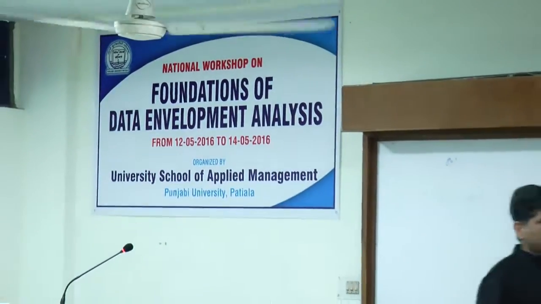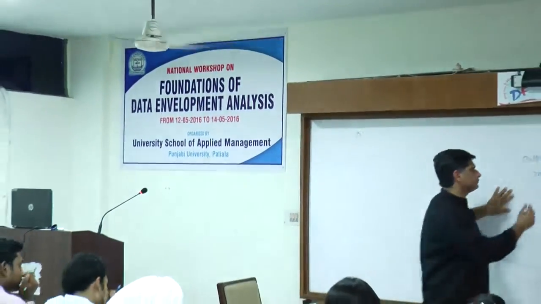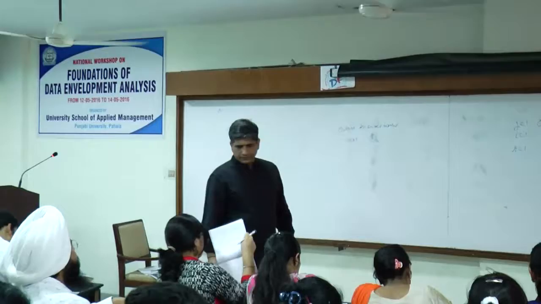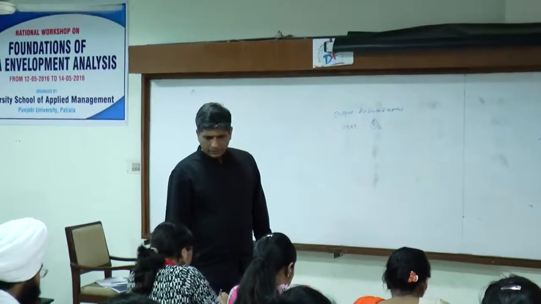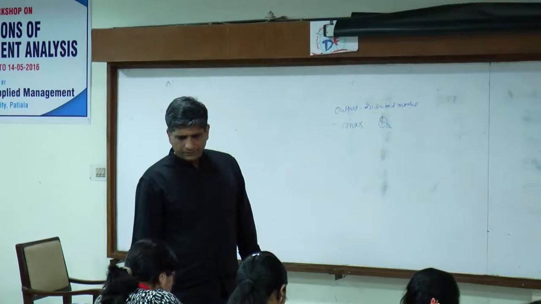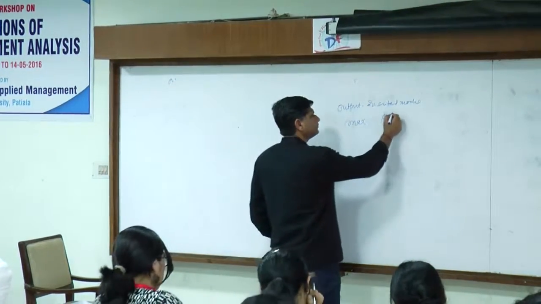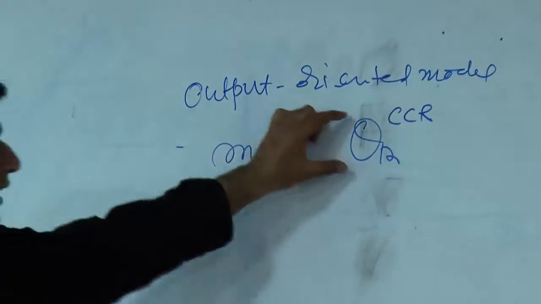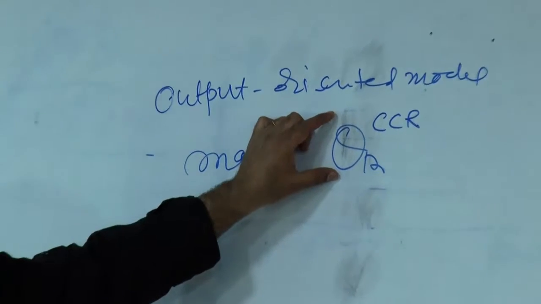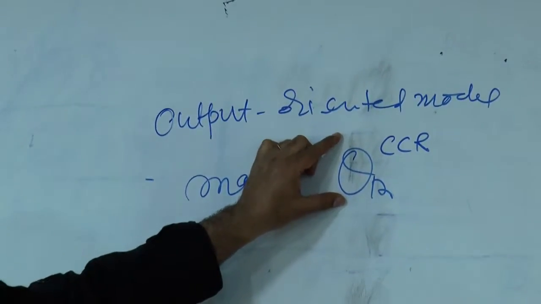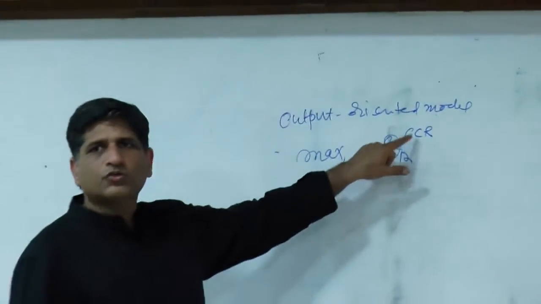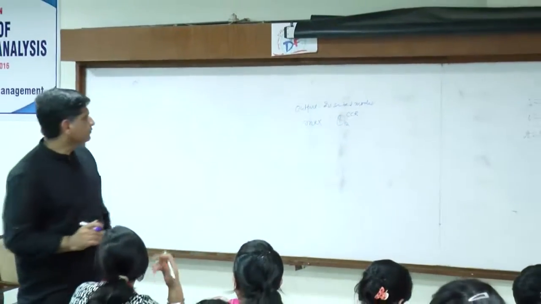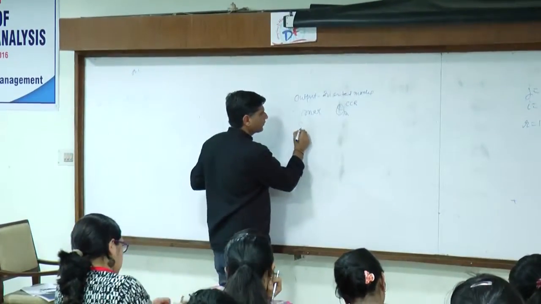The objective function of that linear programming would be like this: maximize beta k, CCR. Beta here is the technical efficiency of the firm using the CCR model. This is the objective function.